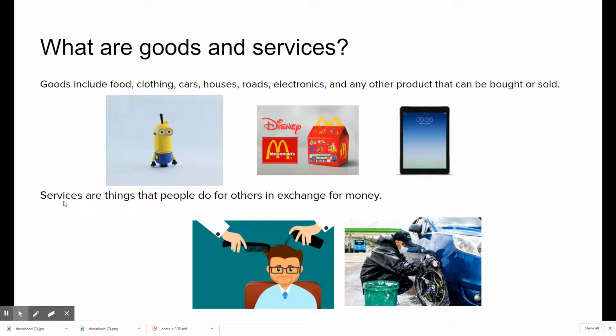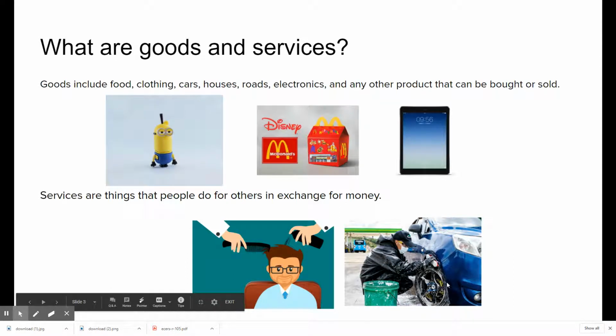Services can also be used as an incentive, and services are things that people do for others in exchange for money. So, with services, you might get a free haircut. For every 10 haircuts you get a free haircut. That's a service. Or an organization might say, if you buy something from us, then we'll give you a free car wash. That's how they would use a service as an incentive to get you to buy something from them.